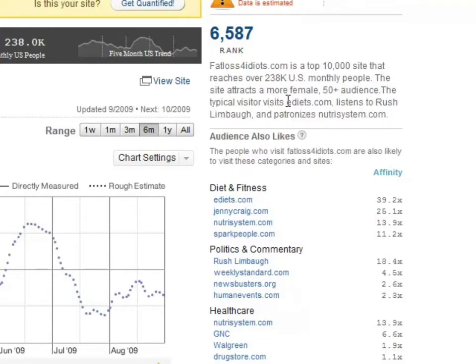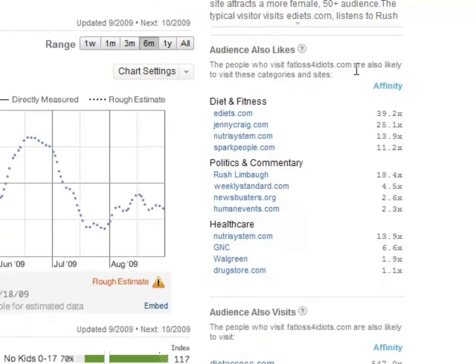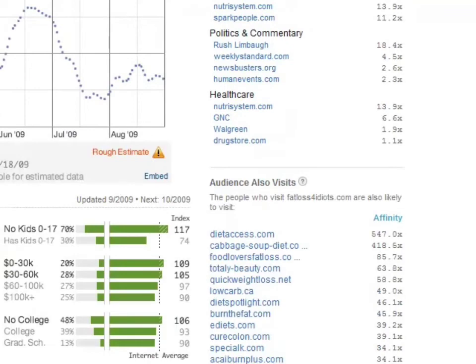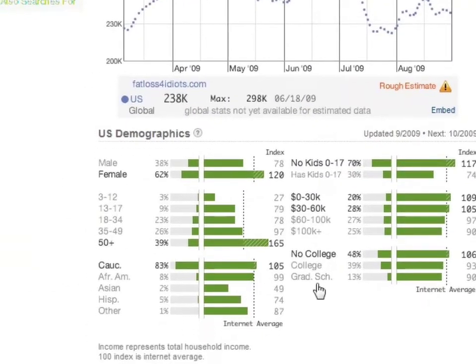The typical visitor reads eDiets.com, listens to Rush Limbaugh, and patronizes Nutrisystems, okay? So Rush Limbaugh is conservative politically, so that may help us in some way. I'm not certain, probably because of their age and the fact that they're female. I'm just saying. And then we come down here and we look at these statistics.